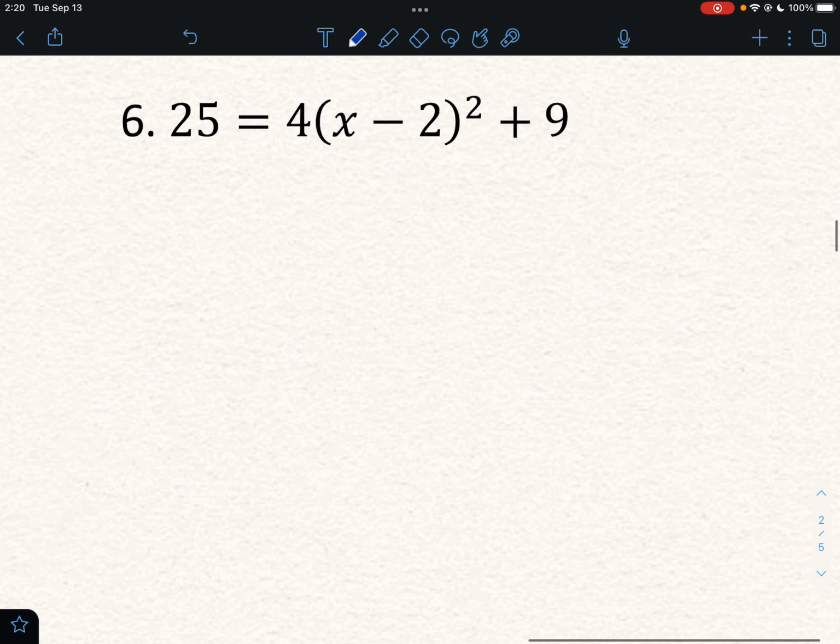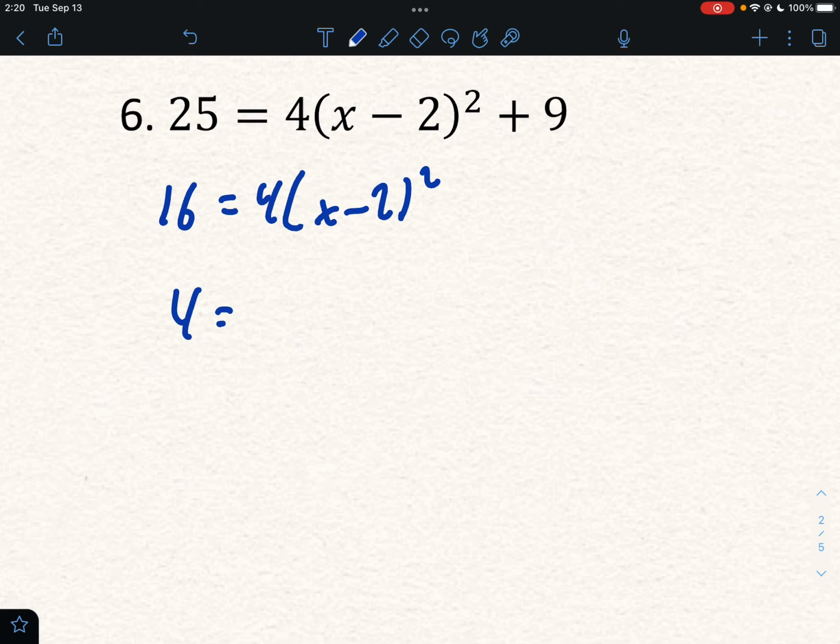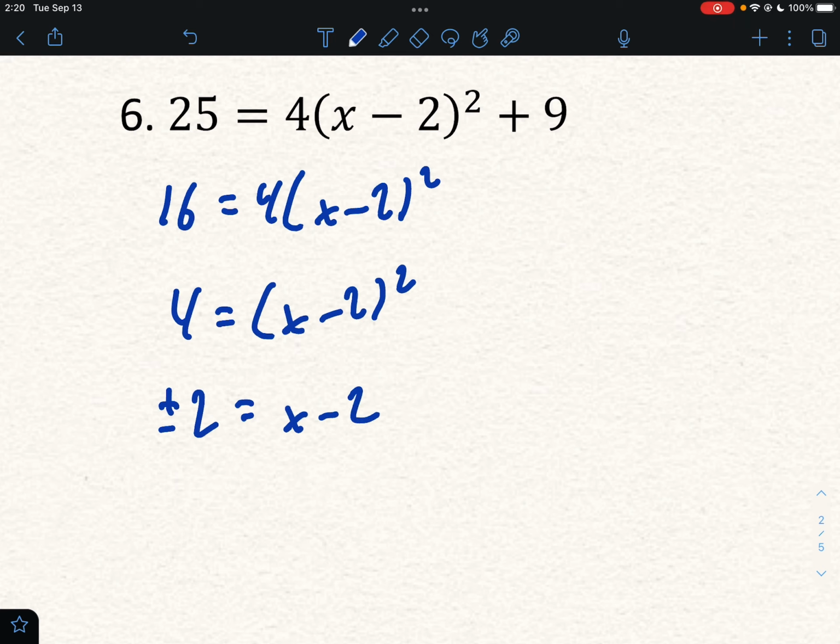And number 6, start by subtracting 9 from both sides and dividing both sides by 4, just to get the square by itself. Now we can take the square root of both sides. Plus or minus 2 equals x minus 2. Add 2 over, so 2 plus or minus 2 is x. So x is 2 plus 2 or 2 minus 2.